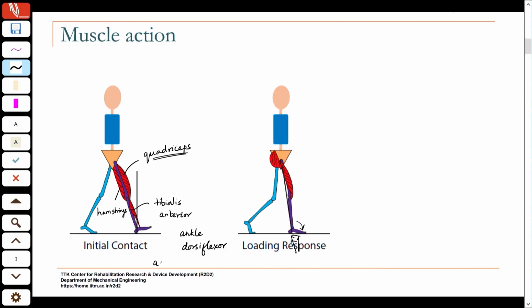Okay. So, ankle dorsiflexor acting as antagonist to plantar flexion of the foot. And this plantar flexion is happening due to the ground reaction force. So, the tibialis anterior slows that down.